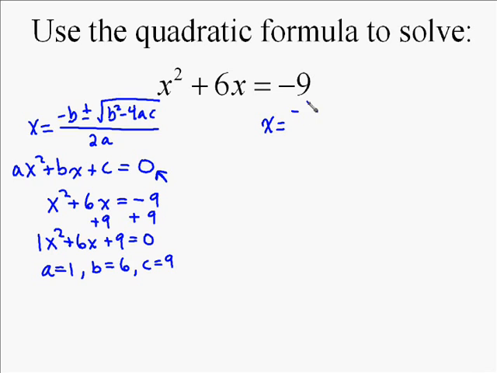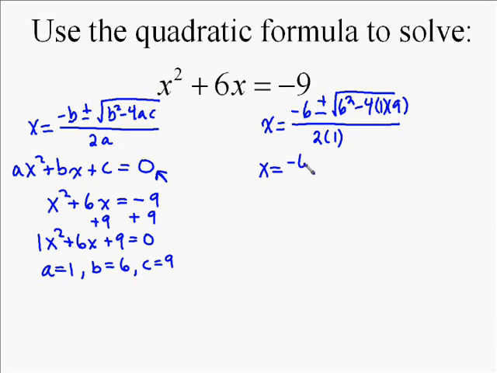So it's going to be negative 6 plus or minus the square root of 6 squared, because we have b squared, minus 4 times a, which is 1, and c, which is 9. And then that's all over 2a, which is 2 times 1. We like it when a is 1 because it leaves us a small number in the denominator.